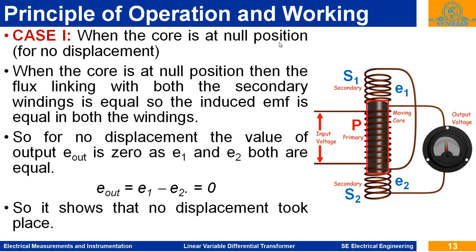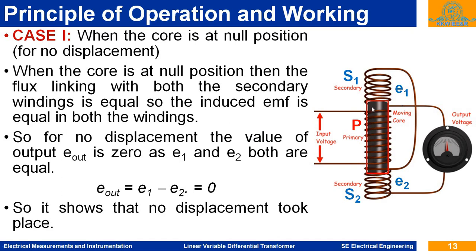When the core is at null position, that means at the center of the primary winding, the flux linkage with both secondary windings is equal, so the induced EMF is equal in both windings. Flux linkage is N mu A by L, and A by L is constant. Here N is the number of turns and mu is the permeability.